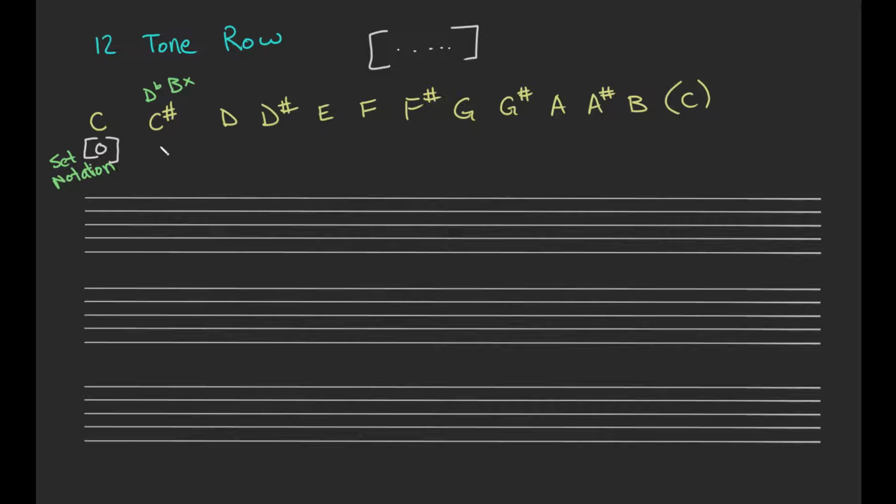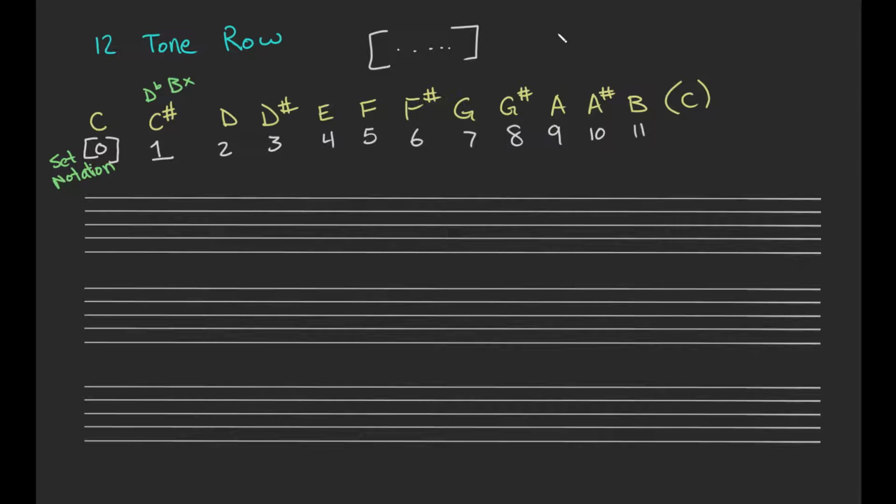Okay, so this is 0. This one is 1. This one is 2. This one's 3. This one's 4. This one's 5, 6, 7, 8, 9. And then when it gets to here, there's several ways to do this. One of the easiest ways is to go 10 and 11.